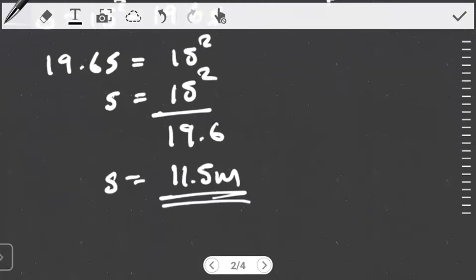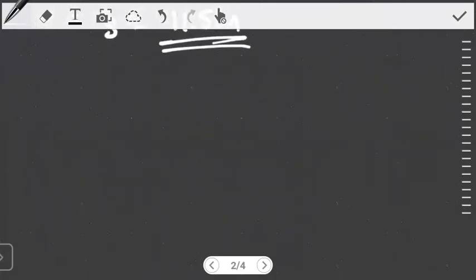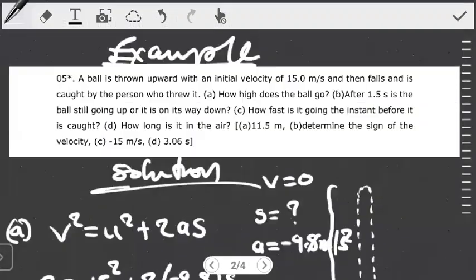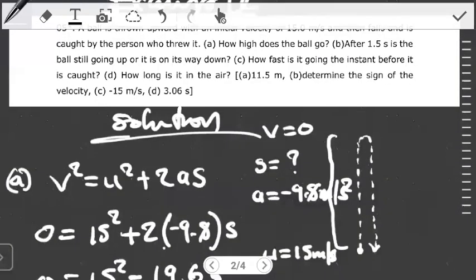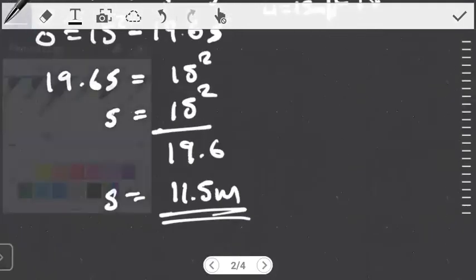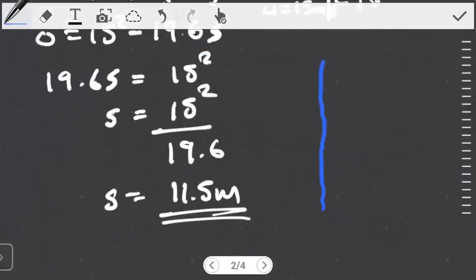Now, after doing this, the second part, let's go back to the question. We're being asked to find, after 1.5 seconds, is the ball still going up or is it on its way down? So after 1.5 seconds, where is the ball going? Is it going up or is it going down? How do we work that out? Well, let's use this part here. Again, let's look at what is happening. The ball goes up, reaches the maximum height, and then it starts coming down.